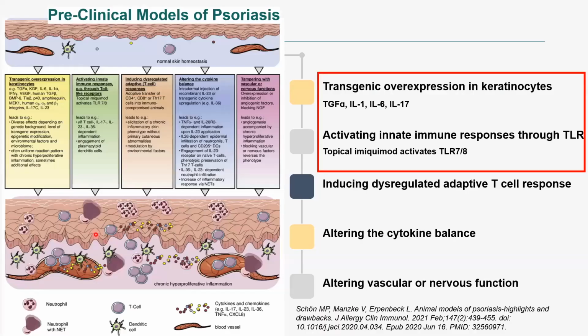This figure shows the approaches to generate experimental mouse models of psoriasis. Several different procedures may result in chronic inflammation and hyperproliferative skin phenotypes resembling features of psoriasis. Having transgenic overexpression in keratinocytes is a good model of human psoriasis. Again, overexpression of TGF-alpha, IL-1, IL-6, IL-17.